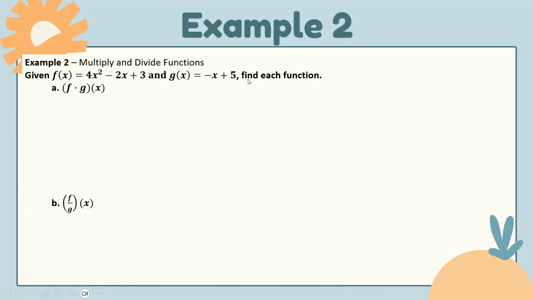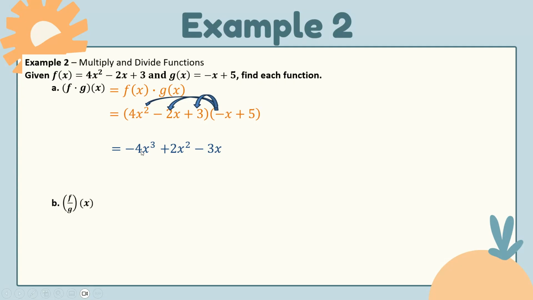To multiply functions, we take f times g of x. F of x is a trinomial, g of x is a binomial. So I'm going to distribute the negative x to the trinomial, which gives us negative 4x cubed plus 2x squared minus 3x. Then I'm going to distribute the 5. 5 times 4x squared gives us 20x squared, and then times negative 2x gives us negative 10x, and then 5 times 3 gives us 15.